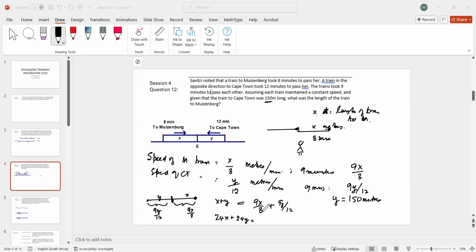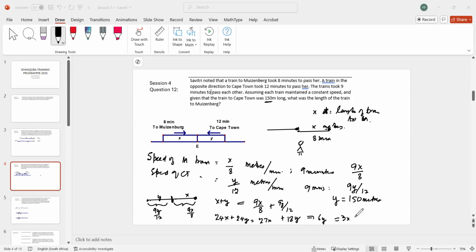And here, when you multiply this by 24, 8 goes into 24 3 times, so it's 27x. And here, 12 goes into 24 2 times, it's 18y. So if you take the fractions out, you bring all the x's together. I got 24 and 27 here. Let's put the x's on this side. You got 3x, and here you got 24y minus 18y. So I'm bringing all the x's to one side. And I know y is 150, you see.